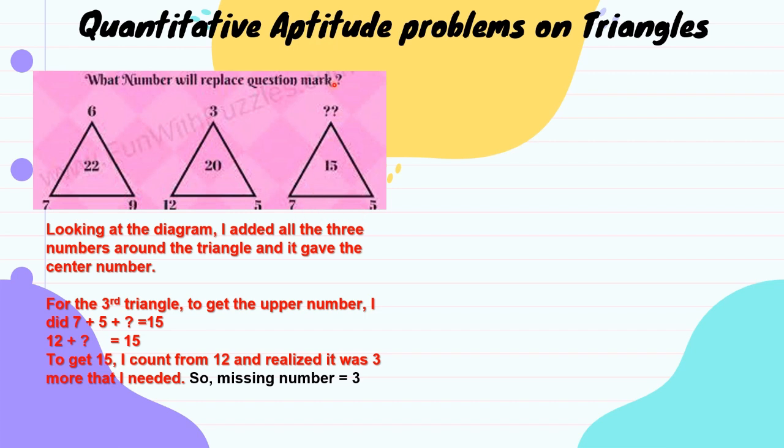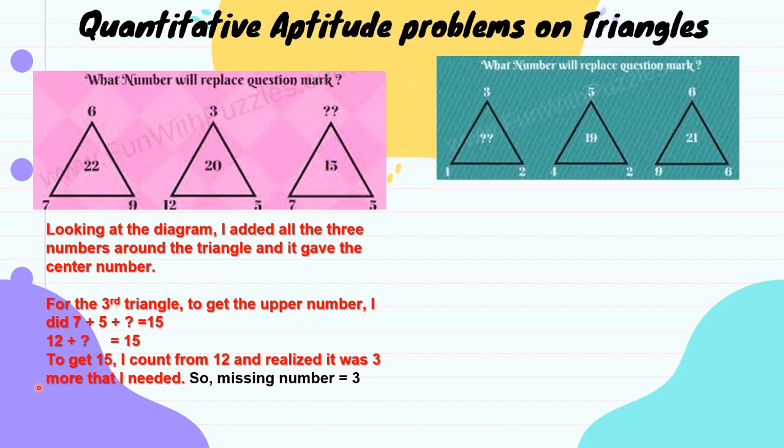So for this now, we don't know the number here, but the 3 numbers around this triangle should give me the middle number. Oh, 15. 15 is the middle number, not 13. 7 plus 5, 12. Plus the missing number will give me 15. What do you think I can add to 12 to give me 15? It's 3. So the missing number is 3. You need 3 more to make 12 into 15. So the missing number is 3.